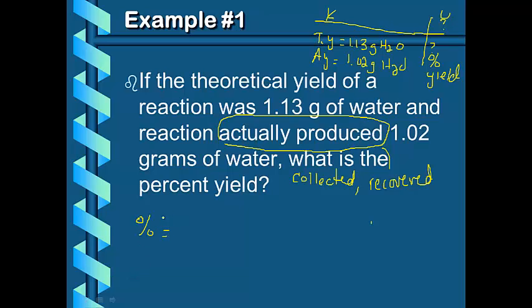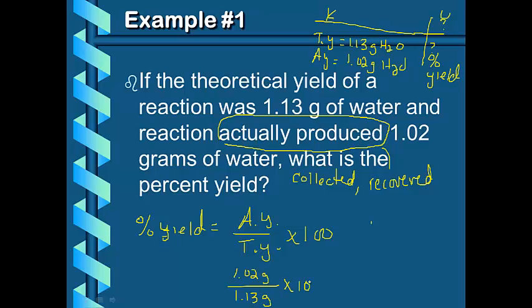So we're going to go ahead and set up the equation. The percent yield is equal to AY over TY times 100. We're going to use our data here. Even though I've trumped us in the past sometimes with percent composition to say 2 decimal places, we're going to use our data to determine our significant figures. So I have 1.02 grams over 1.13 grams times 100. Go ahead and solve this here. 1.02 divided by 1.13 times 100. I'm going to keep 3 sig figs.